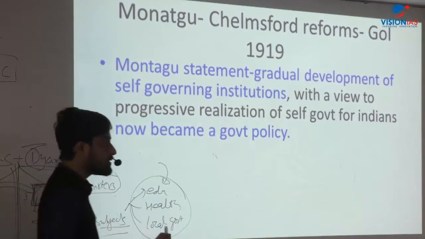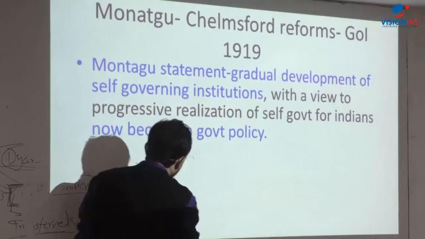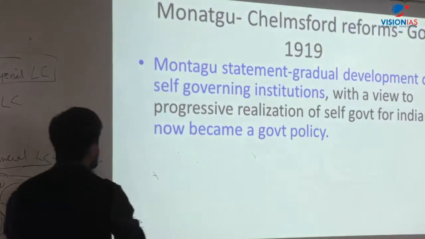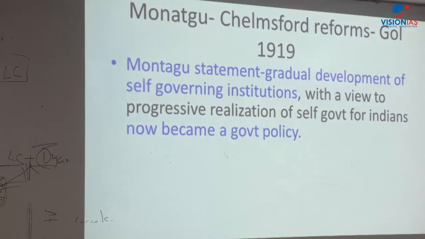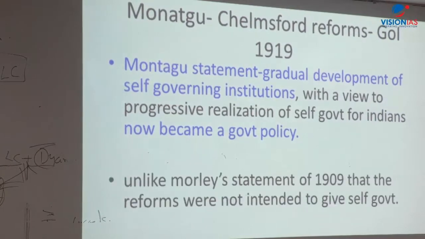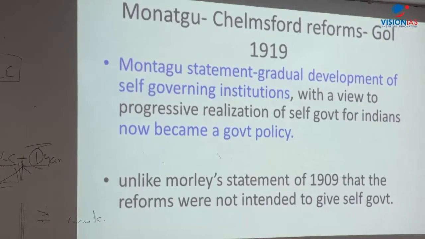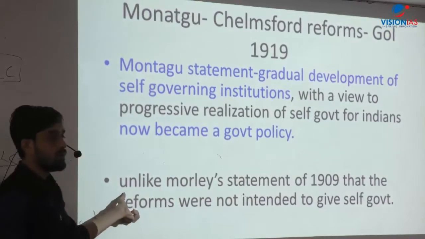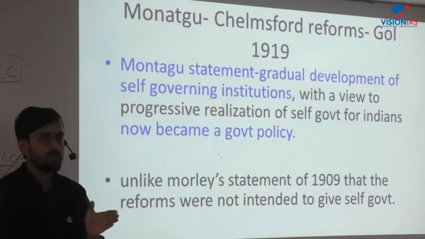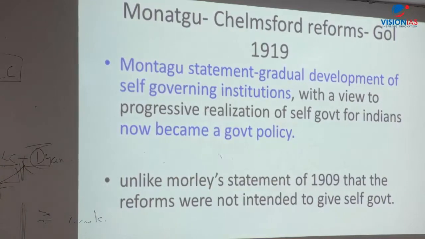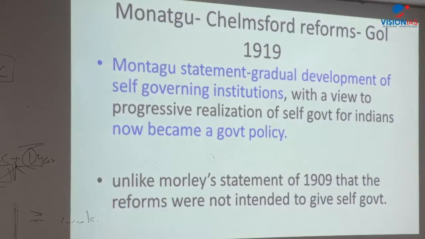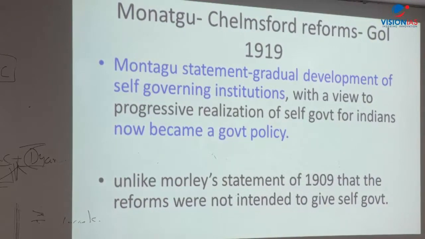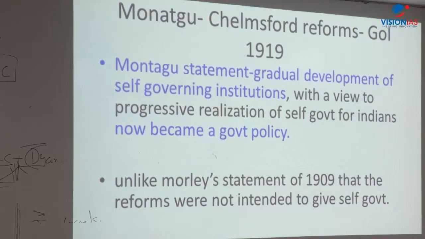In contrast to this, in 1909, the Morley-Minto reforms at that point of time had made it clear the aim of introducing these reforms is not to establish any self-government in India. Okay, so unlike the Morley statement of 1909 that the reforms were not intended to give self-government, so the reforms of 1909, अगर ये statement आता है that the reforms of 1909 were not intended to give self-government to Indians, that's a correct statement. The reforms of 1919 intended to establish self-governing institutions in India, that's also a correct statement. लेकिन उल्टे correct नहीं है, right?